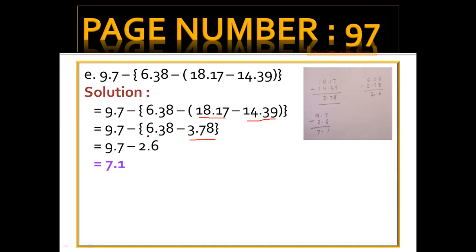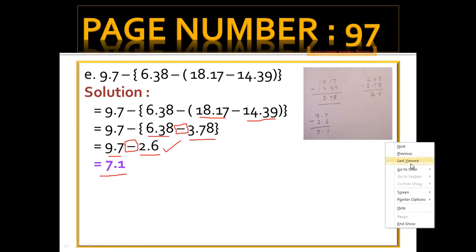Now 6.38, again there is a subtraction sign. We subtract these two terms, 2.6 is there. And the last step is 9.7 minus 2.6. 9.7 minus 2.6, 7.1.